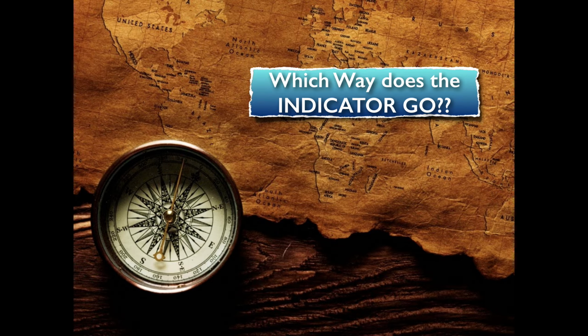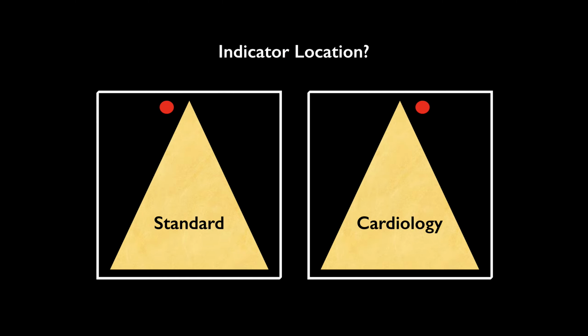Which way does the indicator go? Now, this is probably the most confusing part of cardiac ultrasound, and even seasoned sonographers sometimes get confused. The standard way is to have the indicator dot on the left side of the screen, but in cardiology mode, for the most part, and just check this right before you start scanning, the indicator is on the right side of the screen. It's really the only mode that has the indicator on the right side of the screen.